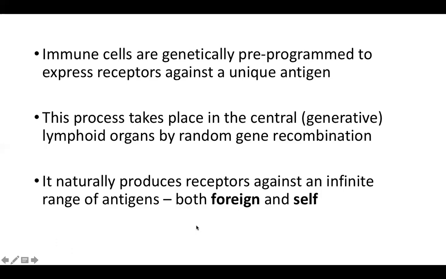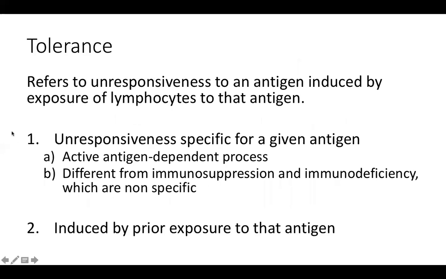So my point is that when the random recombinations are taking place, the good thing about it is that it will produce antibodies or T cell receptors against everything. Sabke against bana dega. The bad point is that it will also produce antibodies or T cell receptors against your own antigens. Okay. So tolerance refers to unresponsiveness to an antigen induced by exposure of lymphocytes to that antigen.